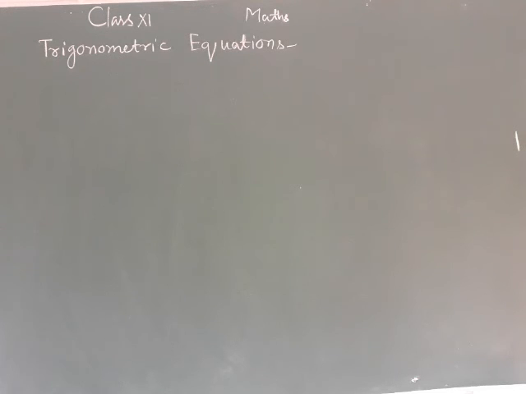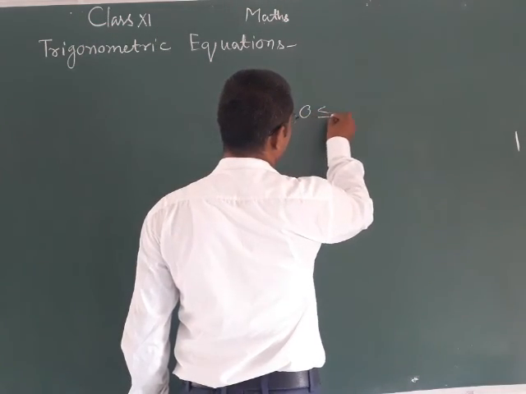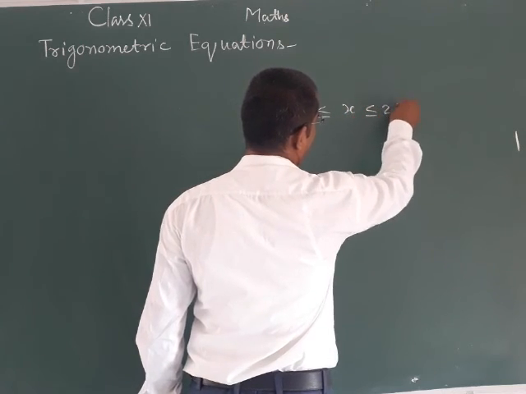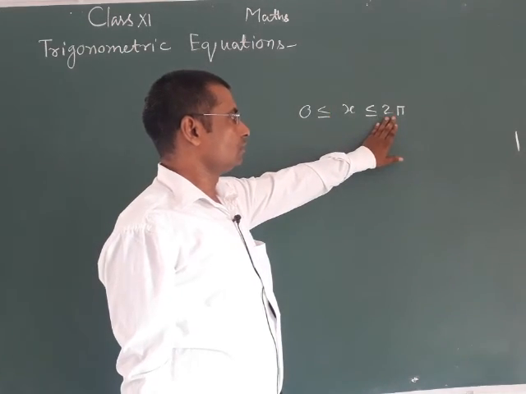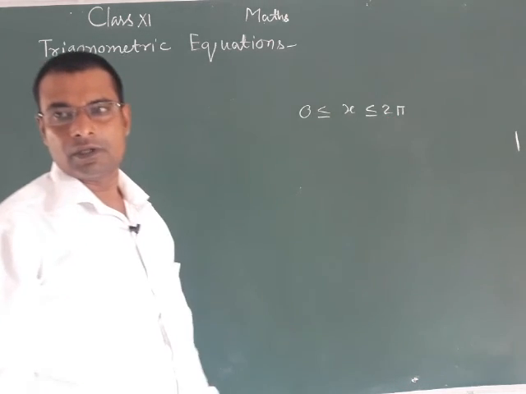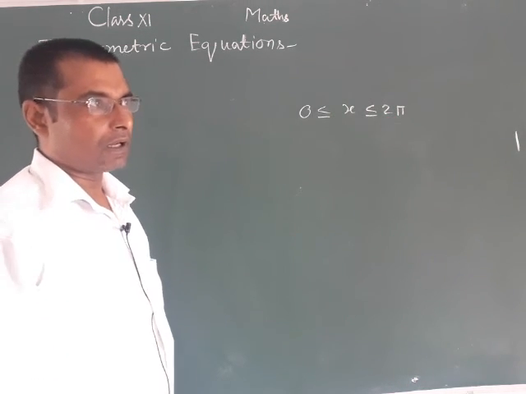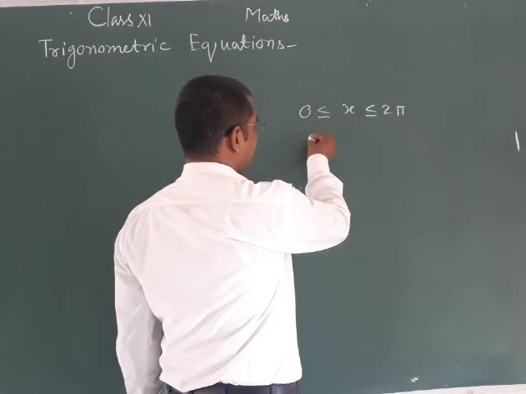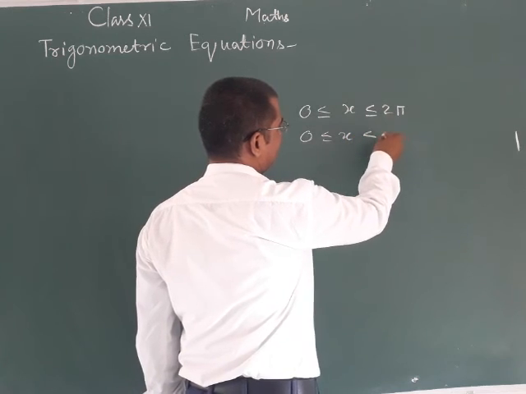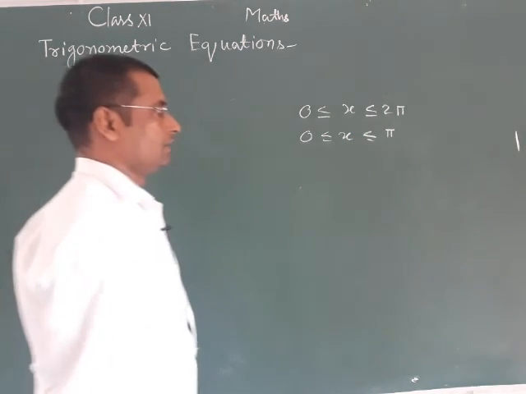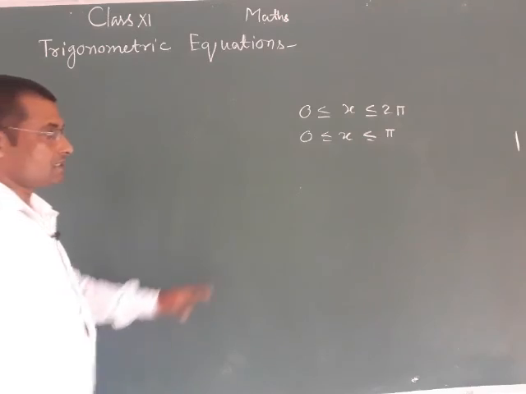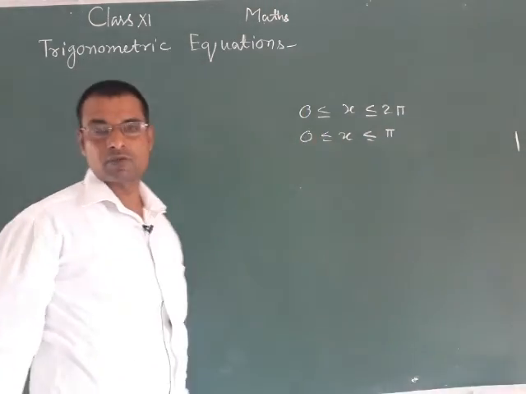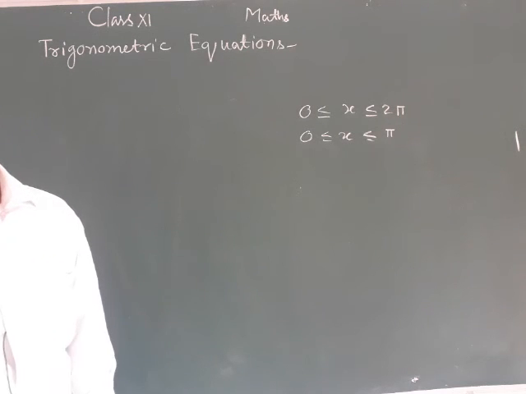The principal value lies between 0 and 2 pi, so the values of sine and cos lie between 0 and 2 pi, and the value of tan lies between 0 and pi. And this is the principal value.